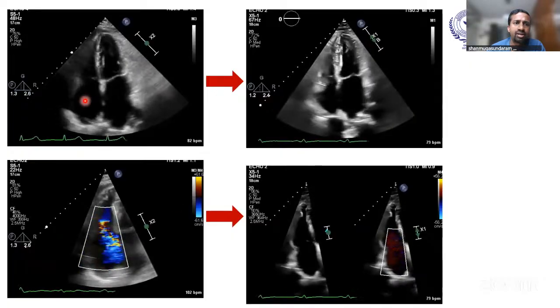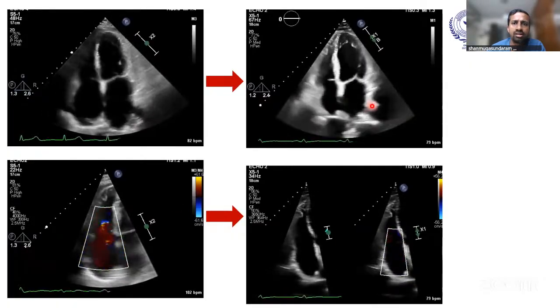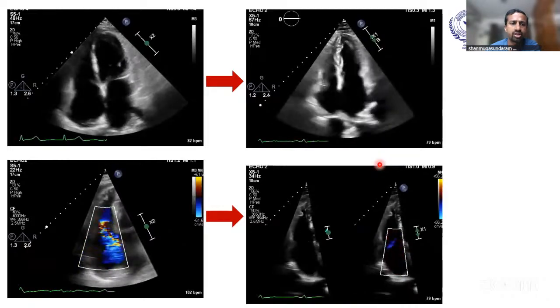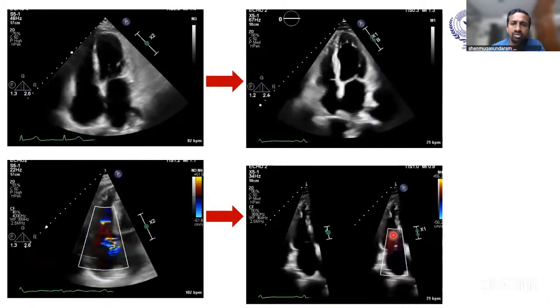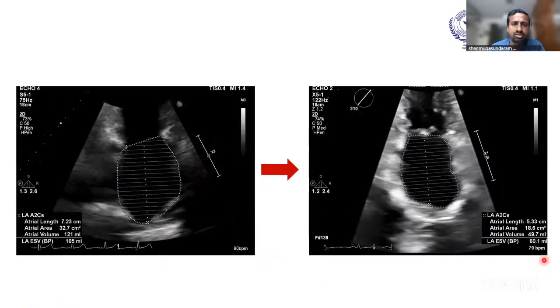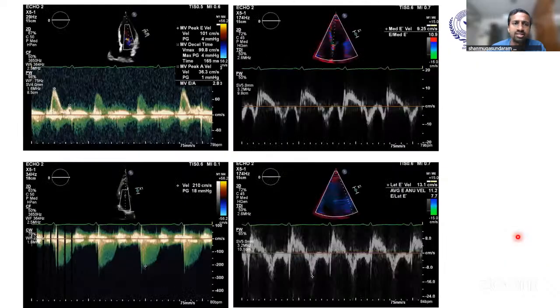There's a significant biatrial enlargement to begin with. There is a definite reduction in the atrial dimensions after the course of steroids. This was a severe TR to begin with, and now it is trivial to mild tricuspid regurgitation. And atrial volumes: the atrial biplane volume was 105 ml, and after the course of steroids, it has definitely reduced in size.